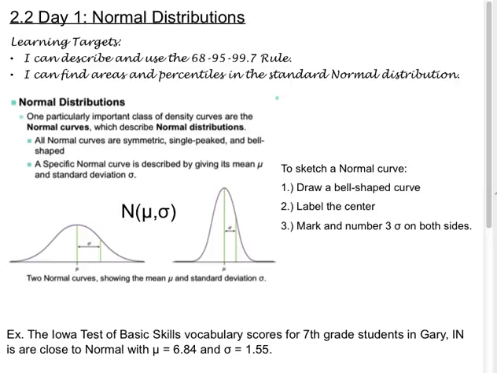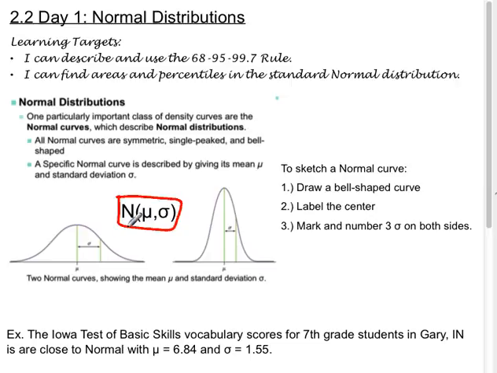Some things to know about normal distributions. The curves are symmetric, single-peaked, and bell-shaped. And they can be described by giving the mean and the standard deviation. All right. So sometimes you'll note it like this, okay? That's how you can notate a normal distribution, an N with the mean and the standard deviation.